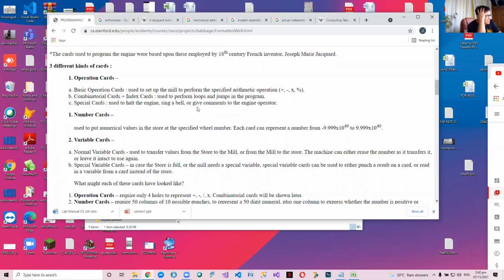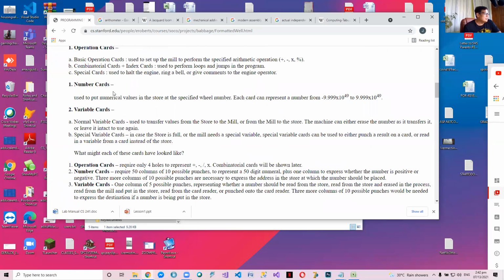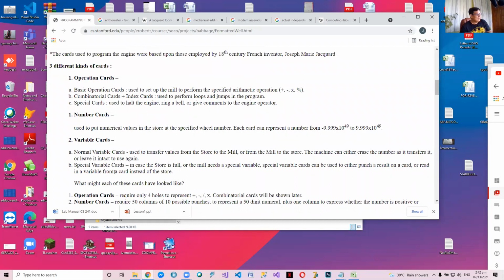Simple idea but it works. Do you follow? Okay? Number cards. These are used to put numeric values in the store, to set the number of a store. Kasi yung store, pwede tayo mag-store ng number doon. Okay? So these are called number cards.